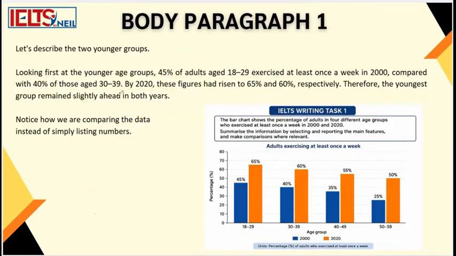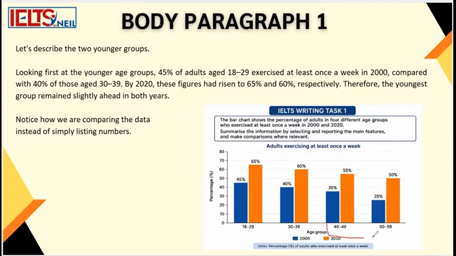So I've done a bit of a comparison here as well. I talked about these two age categories. I have written down all the numbers which are important, and I've done a bit of a comparison as well. And I've used the connecting word as well. So this is a good body paragraph. And I've also tried not to repeat much vocabulary. Okay, so this is the first body paragraph.